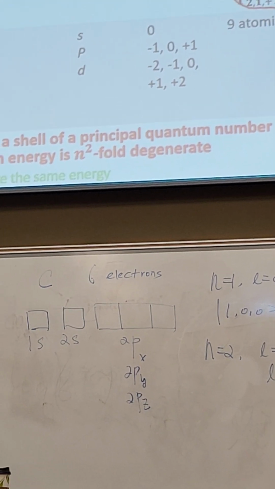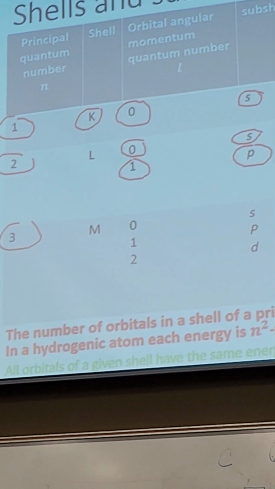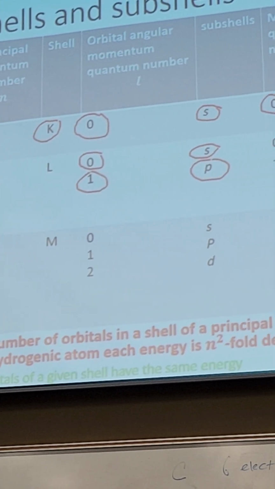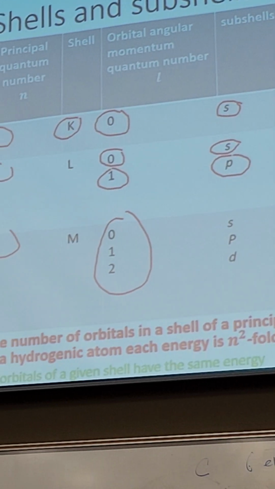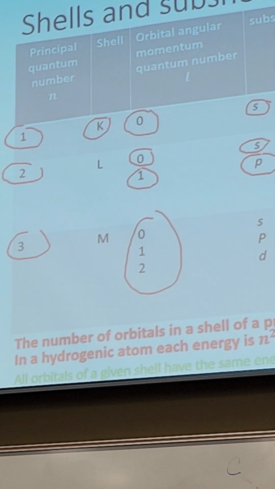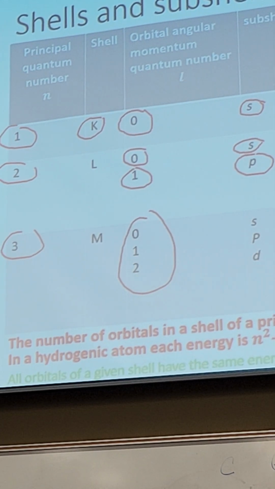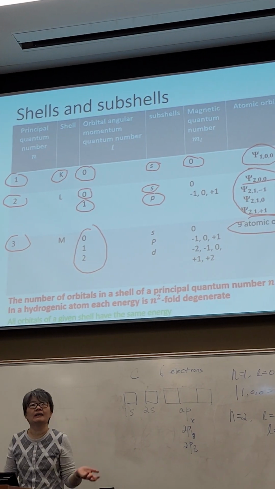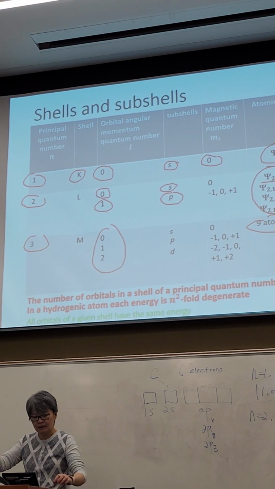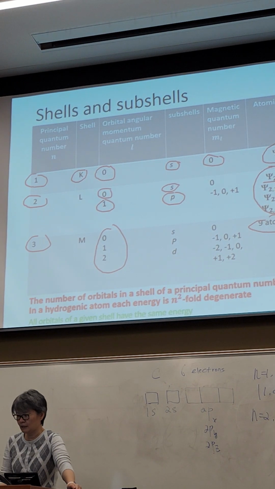So then n equal to 3, you will have a total of 9 atomic orbitals. Within that, you would have l equals 0, 1, 2. Therefore, under the M shell, you will have an s, p, and d orbital. So you have 3s, 3p, and 3d, and that's exactly how we learn it in Gen Chem. So let's keep going.